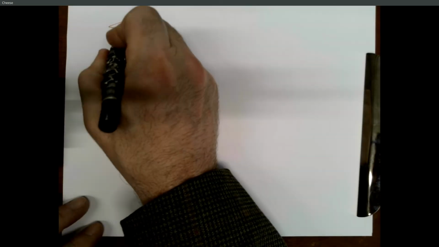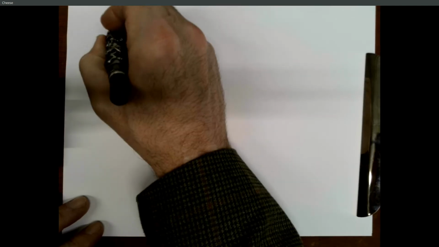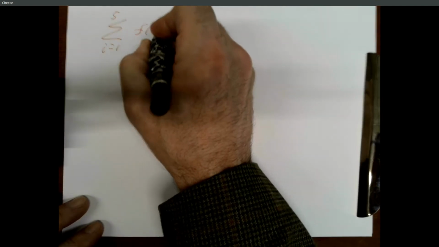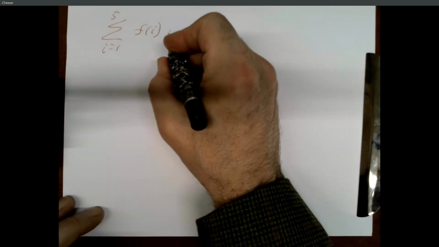All right, and so summations are kind of the same thing. If you have some function that depends on i, we can ask for the sum over i equals 1 to 5 of f(i). And this is just a shorthand.